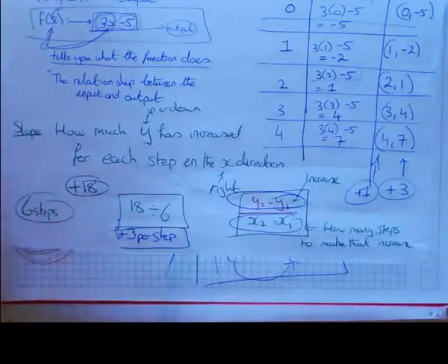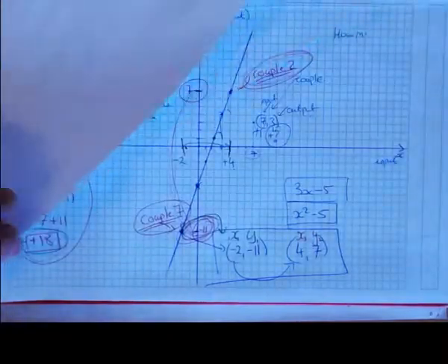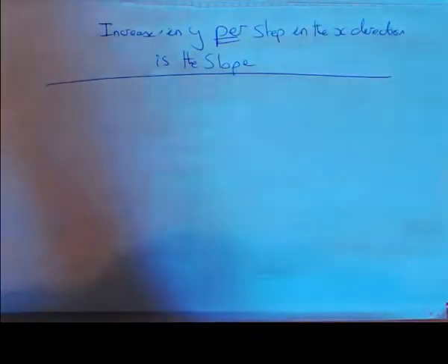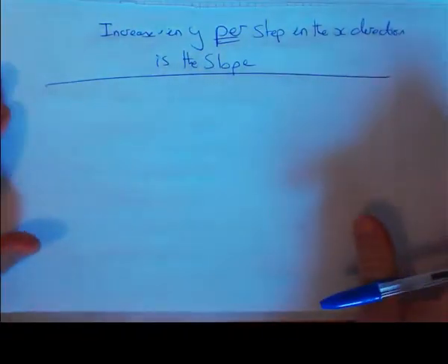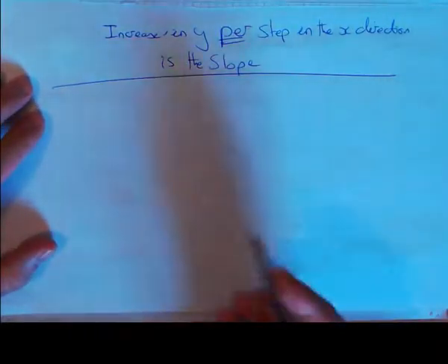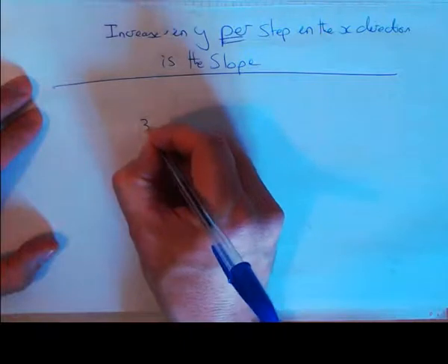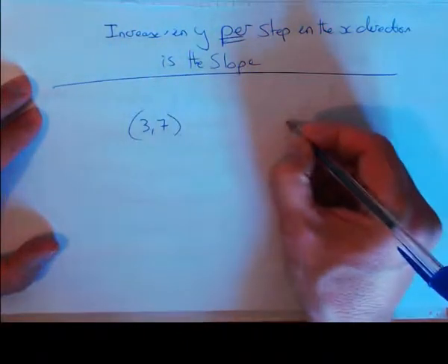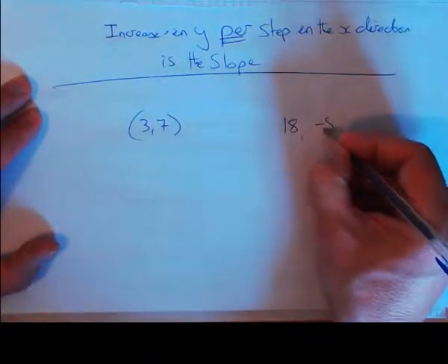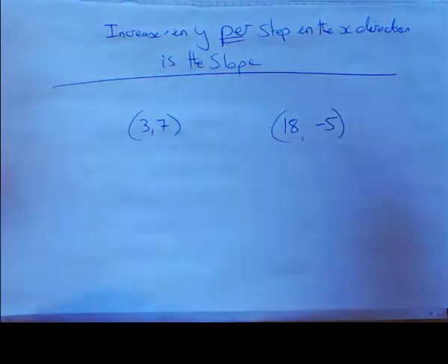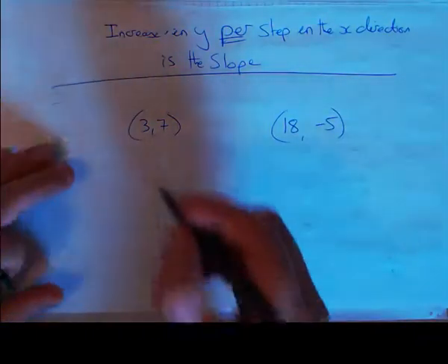Okay, so what you do is you write down the 2 couples, you label them. Let's have a look at labeling couples. Let's pick another 2 random couples. We don't know a function, we don't have a graph, we don't know anything, we just know we've got 2 points. We've got the point (3, 7). We have the point (18, -5). We want to know what the slope of a line between those 2 places is.